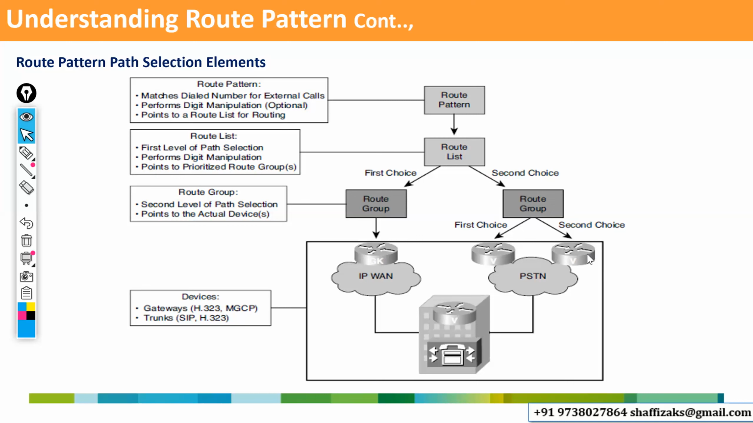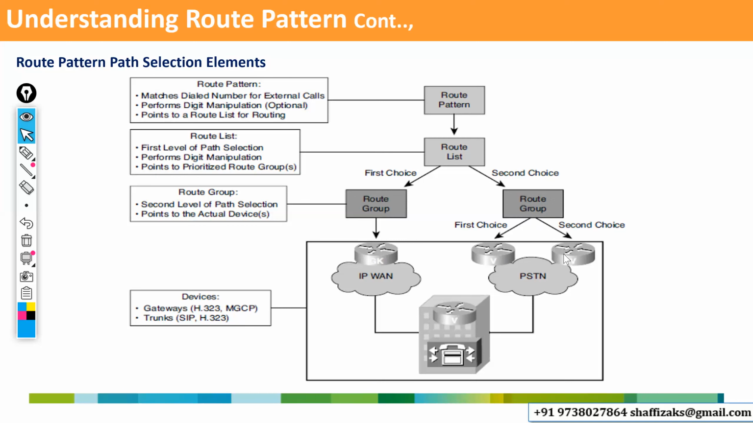The gateway means, similar to how H.323, MGCP, and SIP gateways are configured in the call manager, right? That is the gateway. Consider I have already created one gateway, a SIP gateway, in the lab. Then you can create a route group. Route group is just a name; you can give any name. Under the route group, you can associate the gateway.